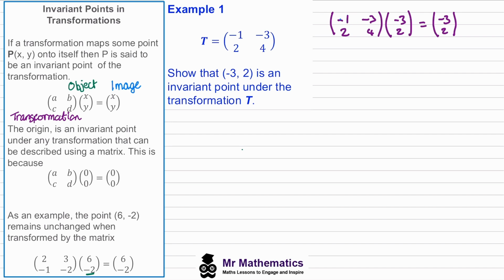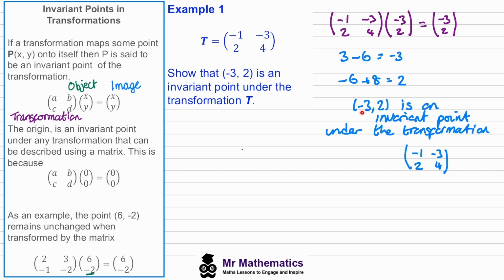We've got -1 times the -3, and -3 times +2, which gives us -3. Then we've got the 2 times the -3, which is -6, and the 4 times the 2, which is 8. And this gives us +2. You can see the coordinates of the object are the same as the coordinates of the image. The point -3, 2 is an invariant point under this transformation matrix.